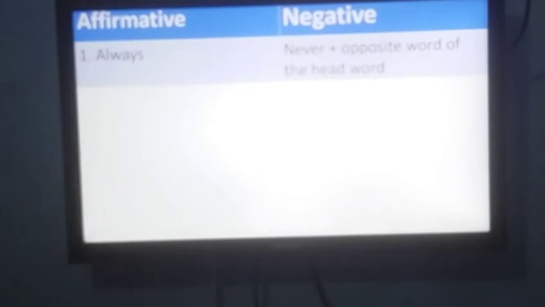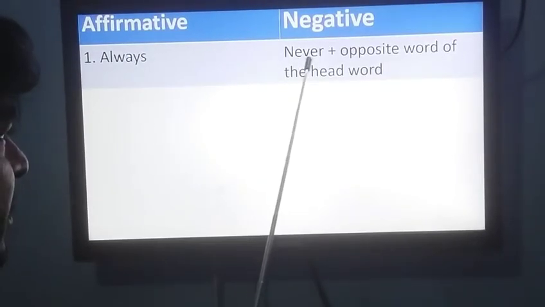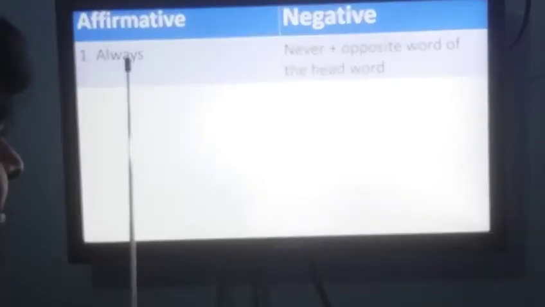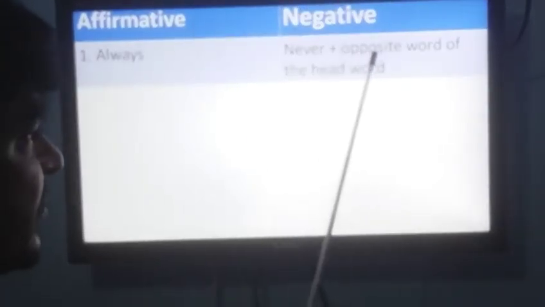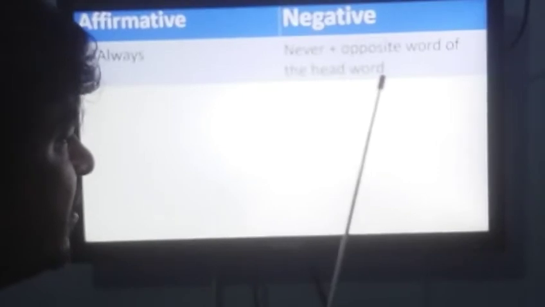Dear students, here you see a chart. In affirmative sentence, if you get always, in negative sentence, you have to use never in place of always, and you have to use opposite word of the head word of the sentence. Then other words will not be changed.